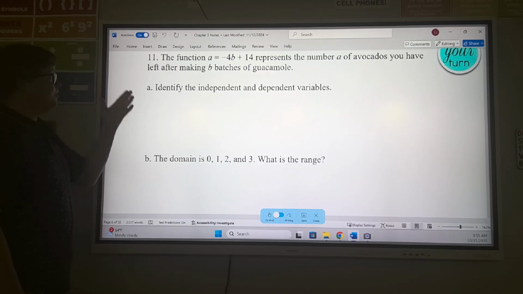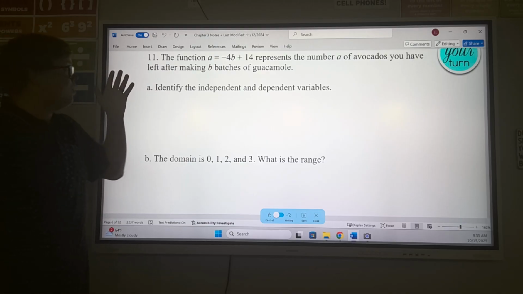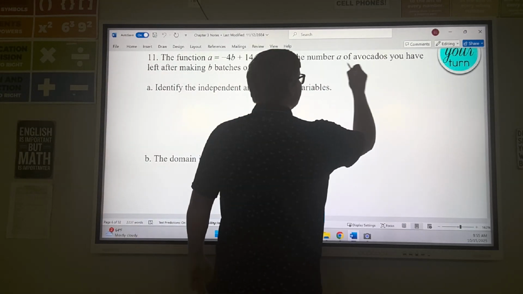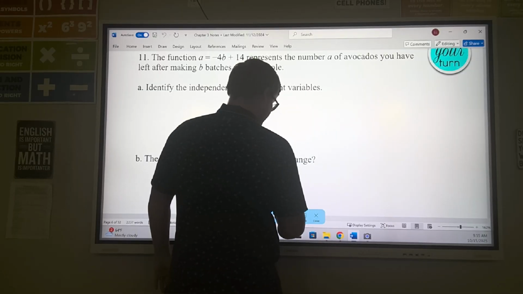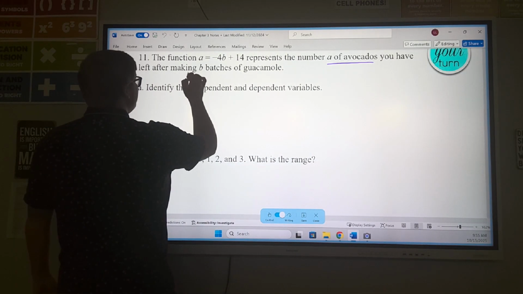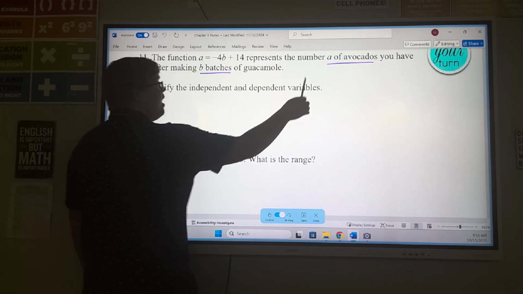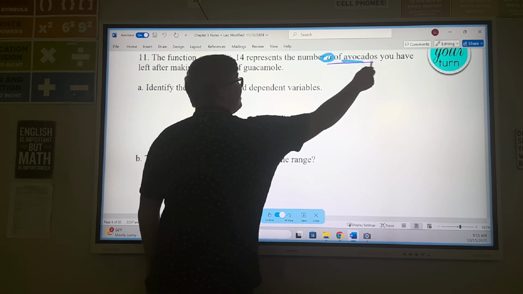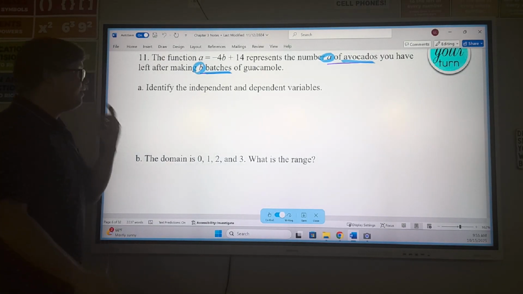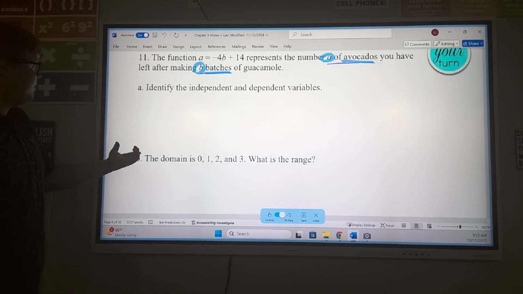Okay, we have a function which is a equals negative 4b plus 14. It represents the number of avocados you have after making b batches. Remember, a represents avocados, b represents batches, right? So in this situation, first we have to identify the independent and dependent variables.